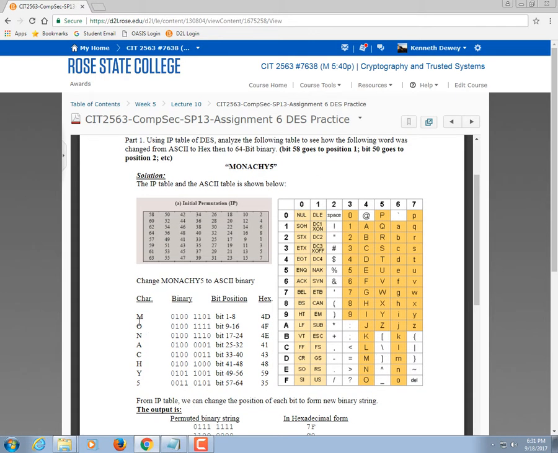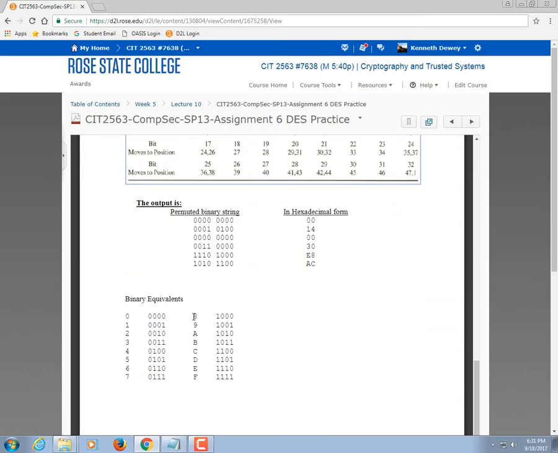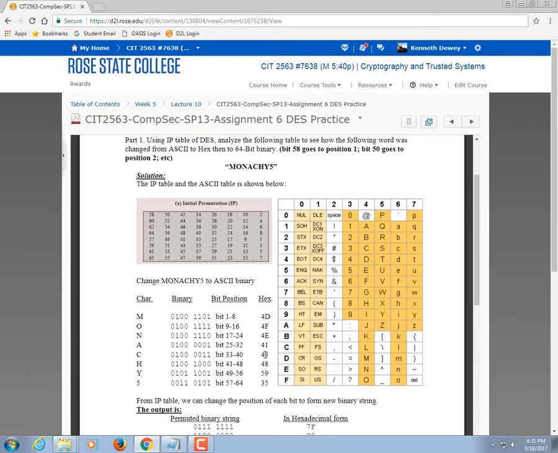So the word M, right? M right here is 4D. Y'all see that? 4D is this right here. And if you look at the very end, I actually give you the conversions of binary to hex equivalents. Okay? So that's how you get this part right here. That's 4, that's D. So bit 1 is M right here. So 58 goes to position 1.